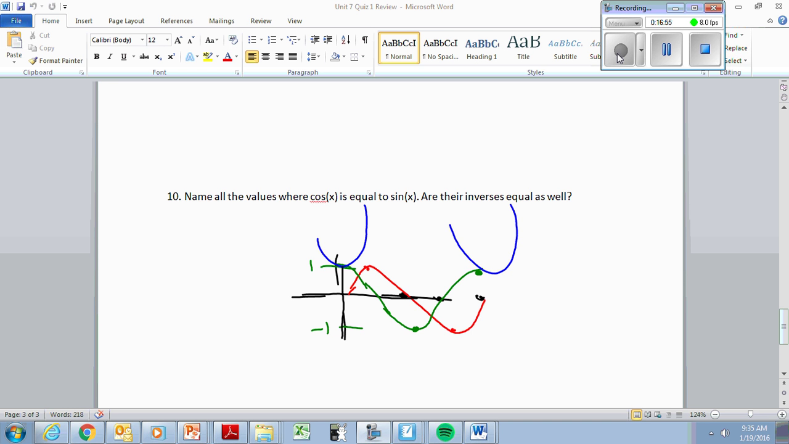Okay. So what I was doing initially was just identifying all the stuff that I could say by looking at it. But now that I read the question, name all the values where sine and cosine are equal. Okay, I can circle that. Obviously, you're equal right here. You're the same. You're equal right here. Anywhere else? No. So there are only two places where they are the same.